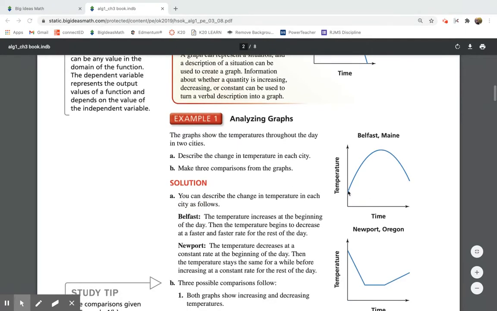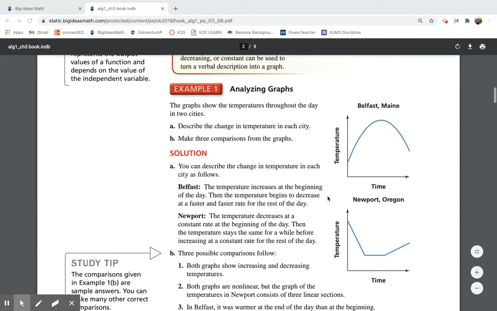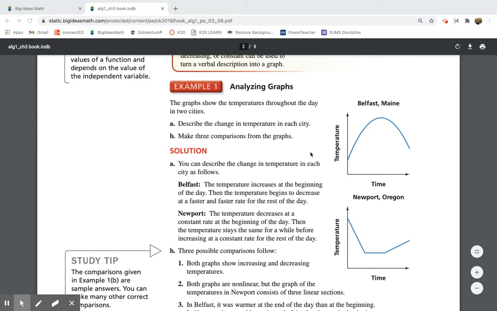So example 1, we're analyzing. So it says 2 graphs show the temperatures throughout the day in 2 cities. So we have Belfast, Maine and Newport, Oregon. So this problem has an A and a B. A says describe the change in temperature in each city. Then B says make 3 comparisons from the graphs. The comparison part is actually much easier than it sounds.